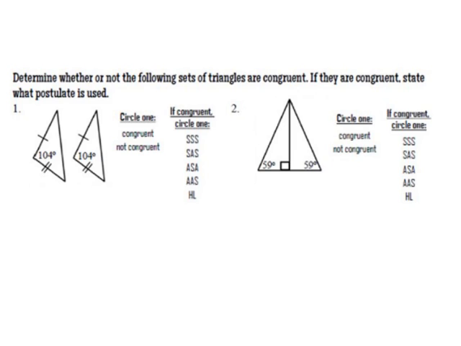Alrighty, so you will go through this independent practice on your own. Determine whether or not the following sets of triangles are congruent. If they are congruent, state what postulate is used. You notice that the new ones are ASA, AAS, and HL, and these two, of course, are from last week. So you have 5 postulates. You'll have to use your notes and your knowledge of these postulates to get through these problems. Shouldn't be too challenging, though.